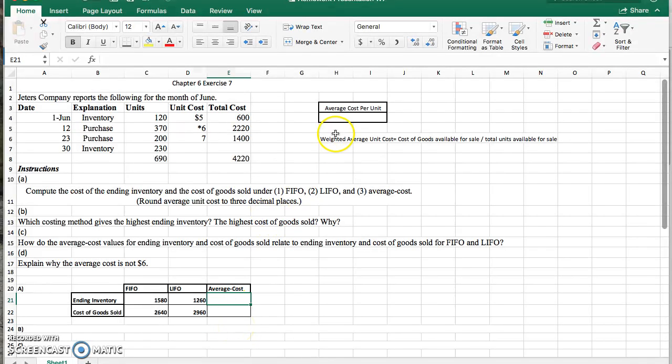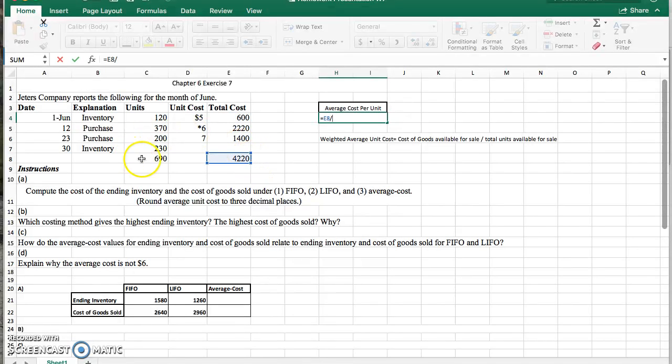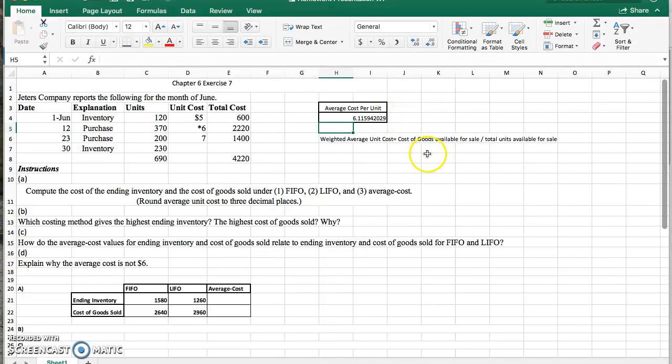Okay, for average cost, we have a little bit of an extra step here. We need to calculate the average cost per unit, because this assumption under average cost allocates the costs of goods available for sale on the basis of a weighted average unit cost. So we need to calculate that weighted average unit cost, which is the cost of goods available for sale divided by the total units available for sale. So here is our cost of goods available for sale, and we are going to divide that by our total units available for sale, which is 690, which gives us 6.1159, and so on.